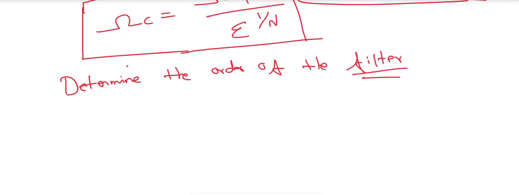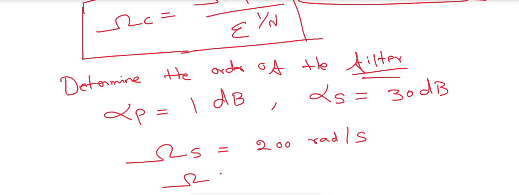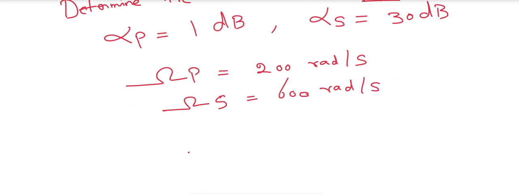Specifications are: the passband attenuation alpha p is equal to 1 dB, attenuation in the passband is given. Attenuation in the stopband is given as 30 dB. The passband frequency is 200 radians per second, so this is omega p. Omega s is equal to 600 radians per second. Find the order of the system. So what is the order formula?